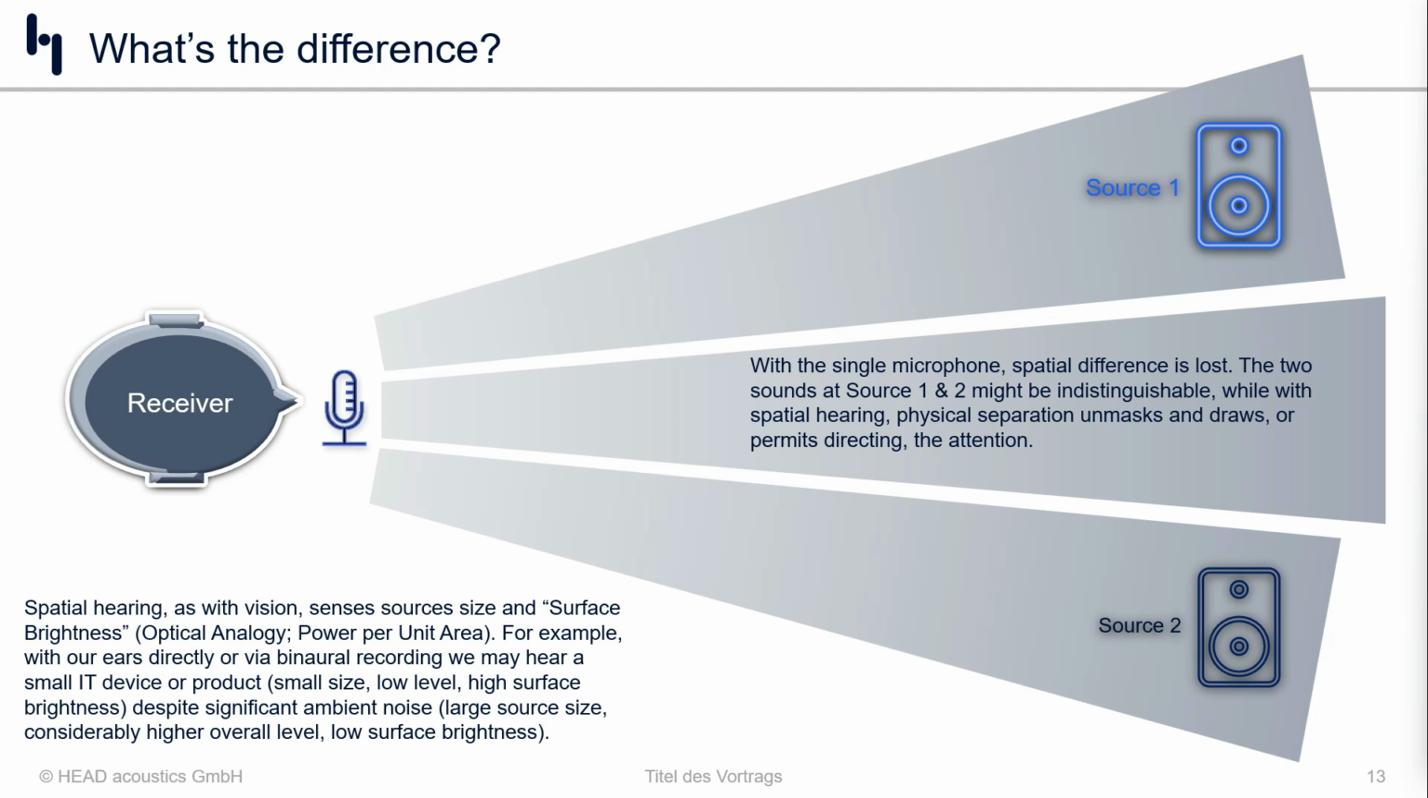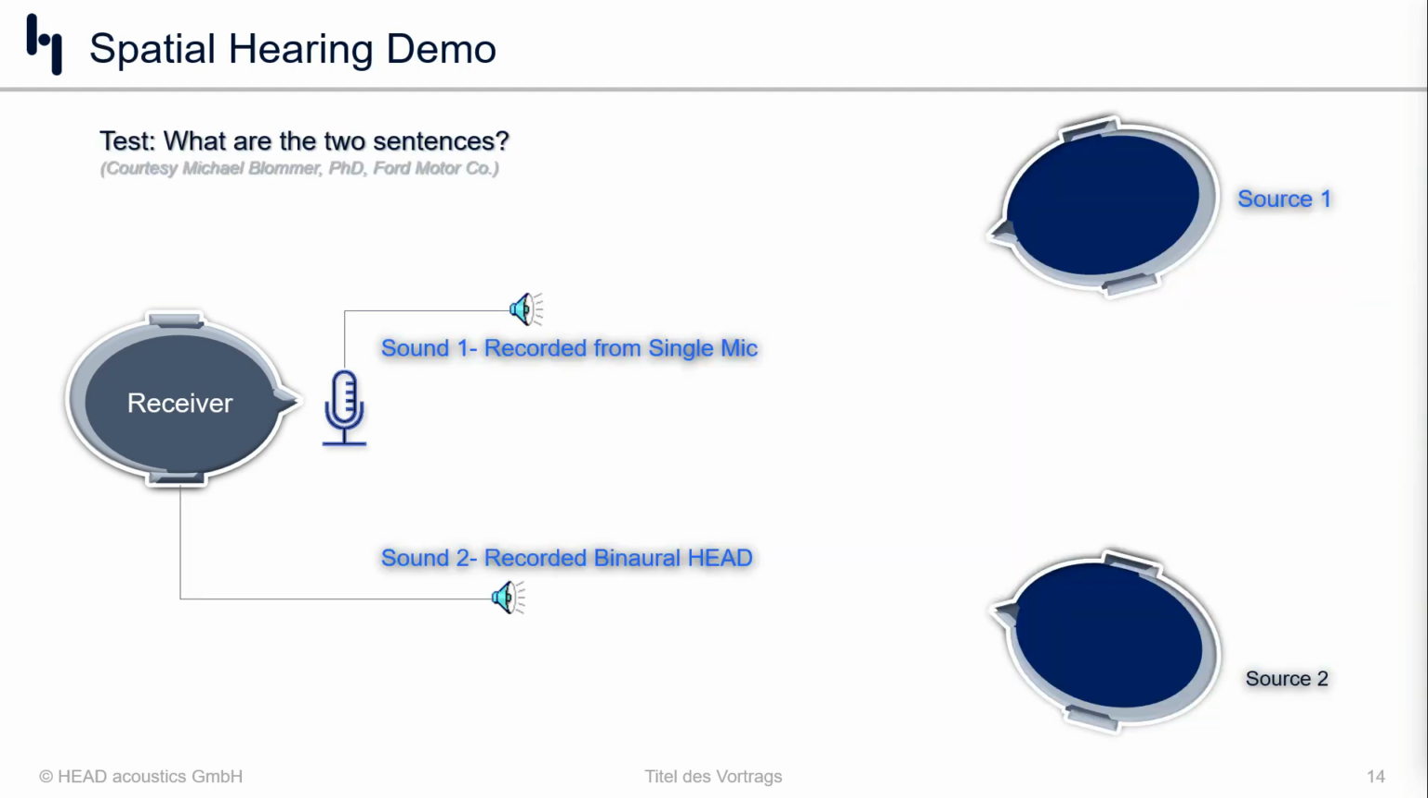So here is a little example that Dr. Mike Blummer at Ford did a number of years ago, where he made a recording with a single microphone and then made another recording of himself saying something different but for the same duration, and mixed the two together. So it's like there were two of him talking at the same time.